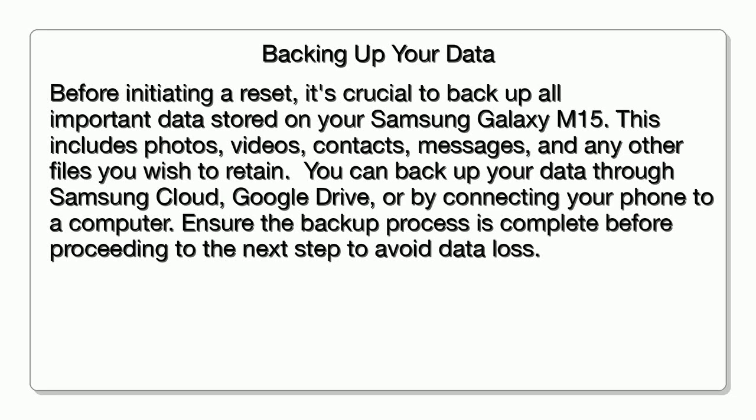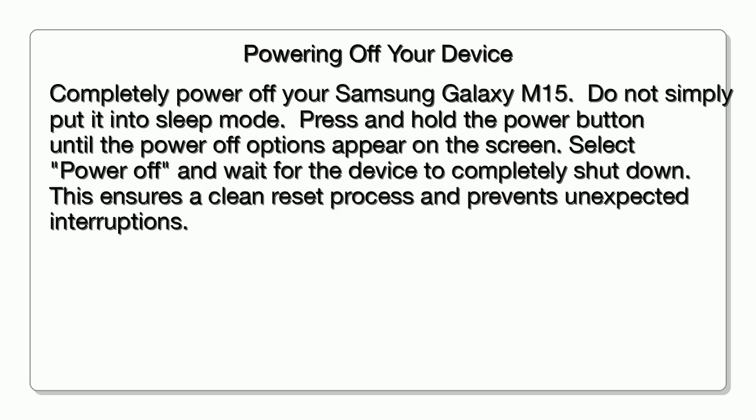Step one, backing up your data. Before initiating a reset, it's crucial to back up all important data stored on your Samsung Galaxy Mod. This includes photos, videos, contacts, messages, and any other files you wish to retain. You can back up your data through Samsung Cloud, Google Drive, or by connecting your phone to a computer. Ensure the backup process is complete before proceeding to the next step to avoid data loss.